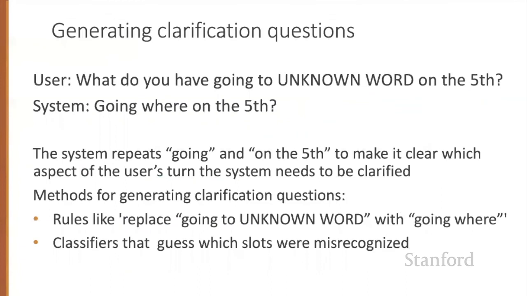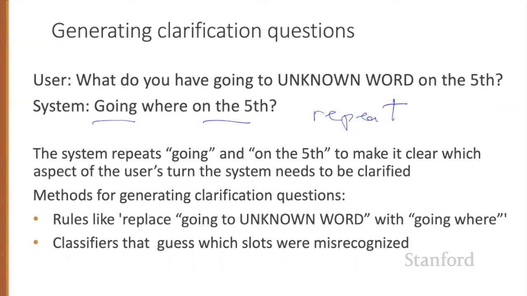It's also possible to design NLG algorithms that are specific to a particular dialogue act. For example, consider the task of generating clarification questions in cases where the speech recognition fails to understand some part of the user's utterance. While it's possible to use the generic dialogue act reject, like please repeat or I don't understand, we can do something more targeted. For example, here, the system reprises the words going and on the fifth to make it clear which aspects of the user's turn the system needs to be clarified.